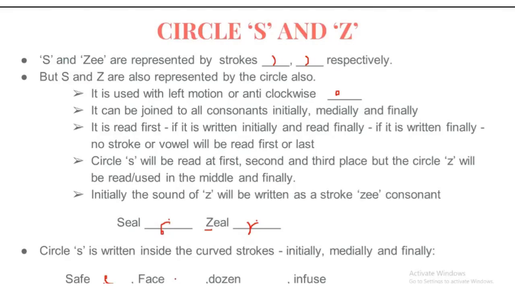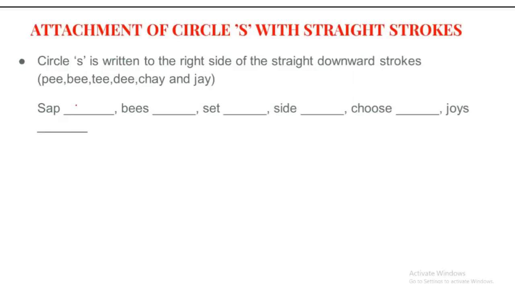Face, it is used finally here in case of face, F stroke, S circle, it will be written on the line. Dozen, now in case of middle, D stroke, S circle and N stroke. There will be two vowels, dozen. Infuse, it will be written as finally, N stroke, F stroke and S circle, and U will be diphthong. Circle and then P above the line, sap.